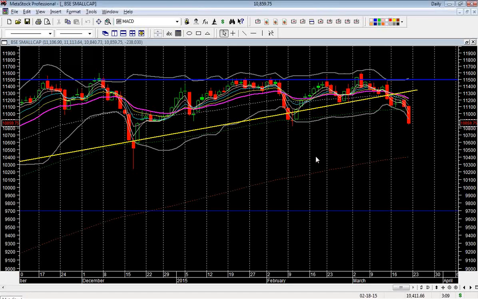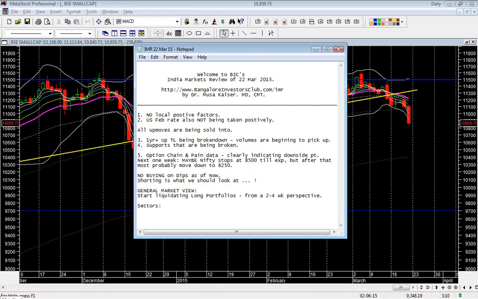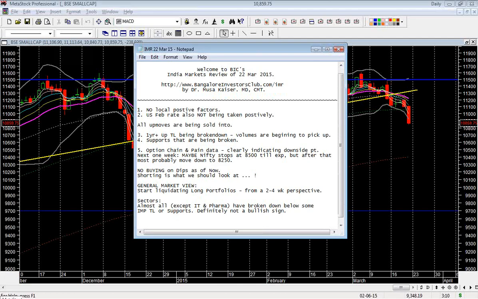All right. So yeah. Across the board, I would say bad news, right? If you were to put sectors, almost all except IT and pharma have broken down below some important trend lines or supports. Definitely not a bullish sign. So I think clearly over the last 2 weeks the markets have become more bearish than bullish, and we have to really watch out for that. And like I said, just to reiterate, there's no buying on dips as of now, and what we should actually be looking at is shorting, as this point gets revalidated in my opinion.